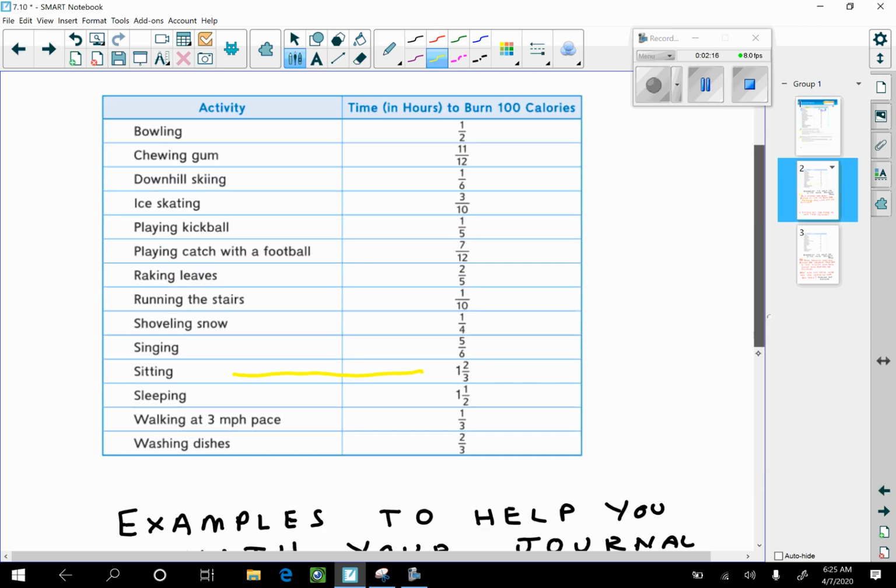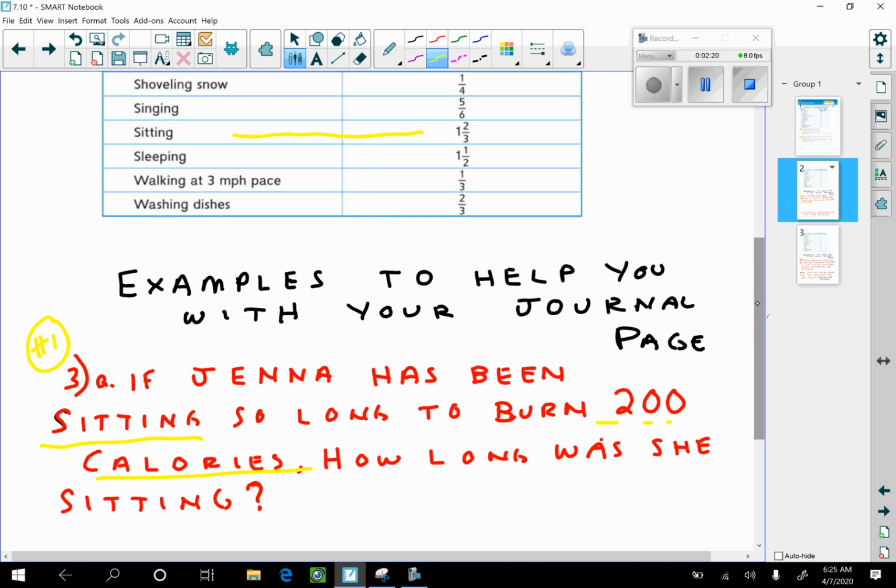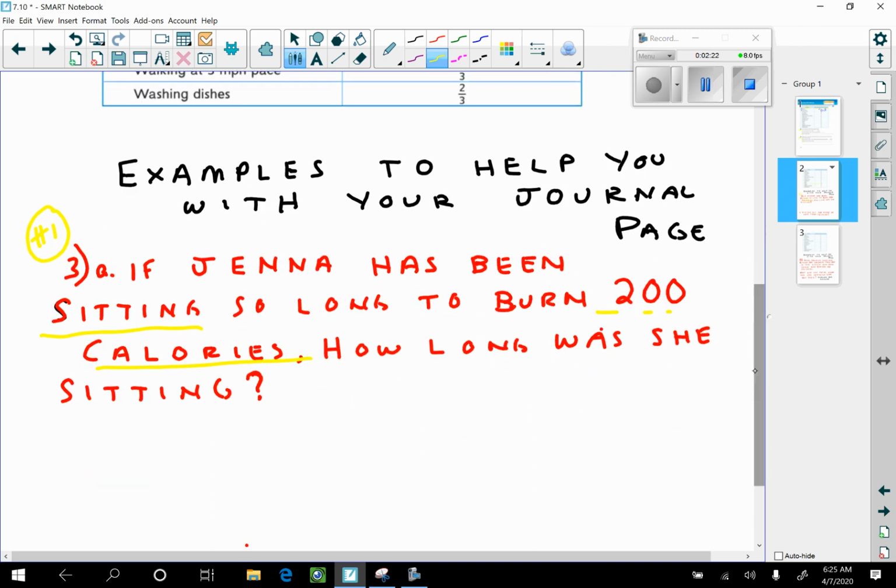Okay, here's example 1. Well, this is example 1 to help with number 1. If Jenna has been sitting so long to burn 200 calories, and we can critically read this, so she's been sitting, her activity is sitting, she's burned 200 calories. How long was she sitting?